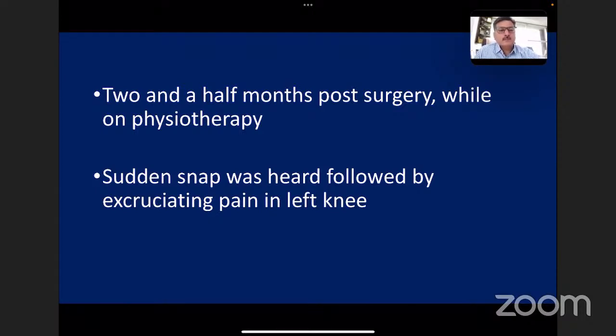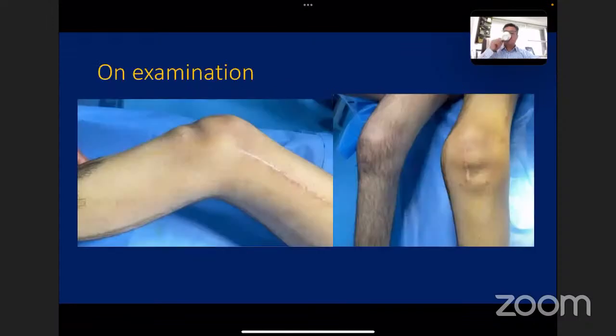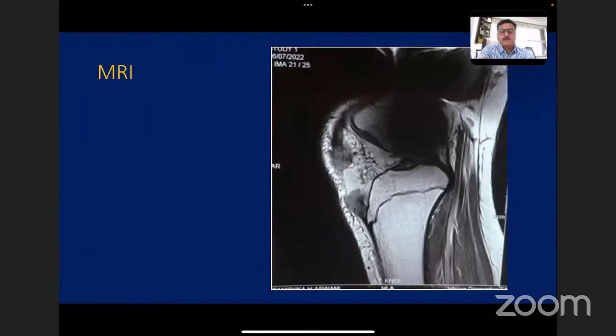She was not able to do SLR nor range of movement after that, and she was referred to the center. On examination, there was a palpable gap in the mid-substance of the patella, at the operative site on the left side, a significant gap. She was not able to do straight leg raising. We sent her for an MRI, and the MRI revealed the patella tendon ruptured in the mid-substance.